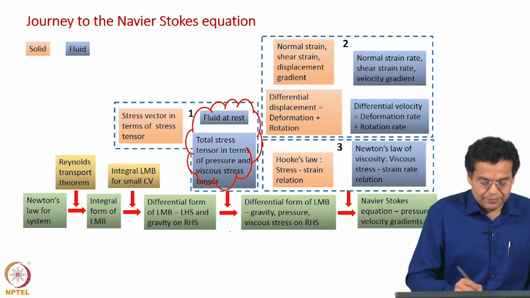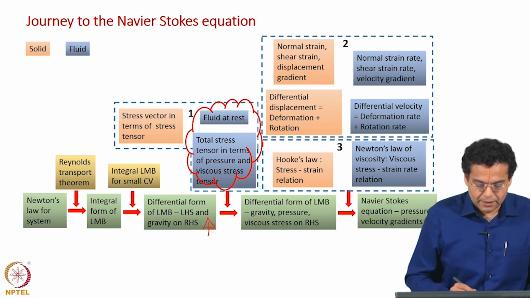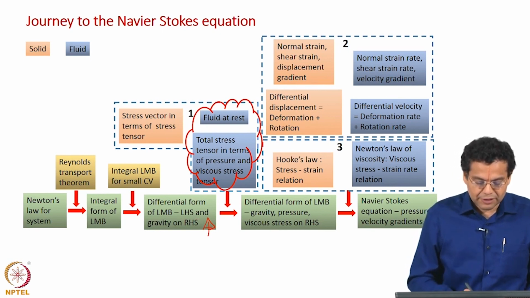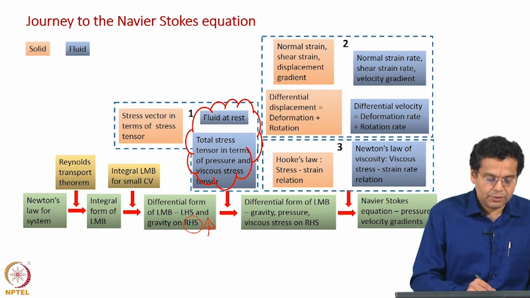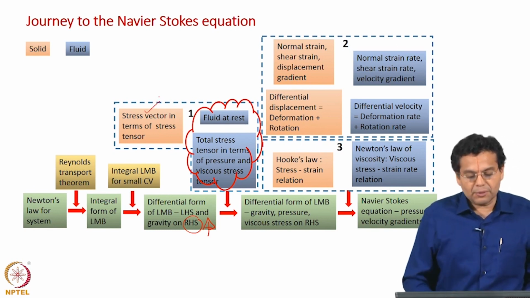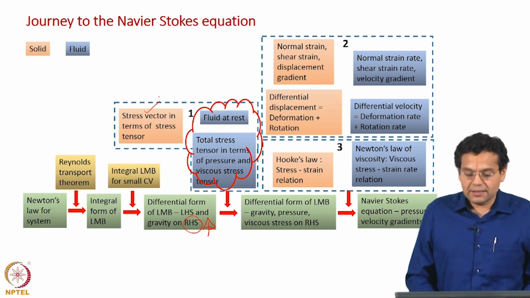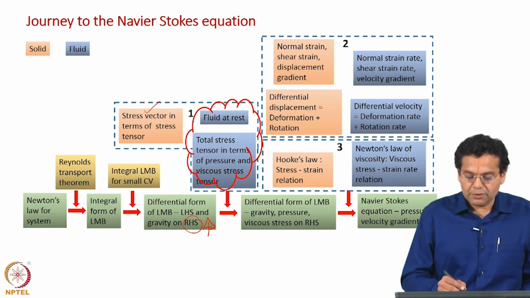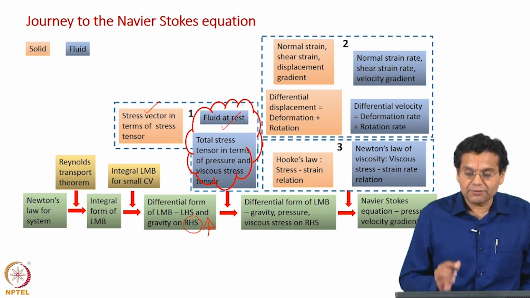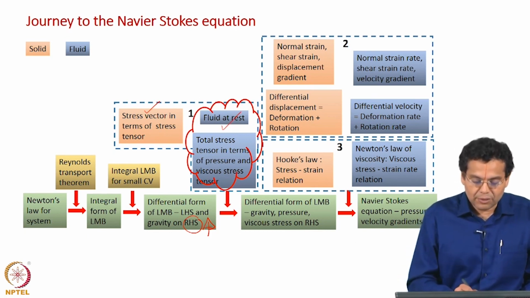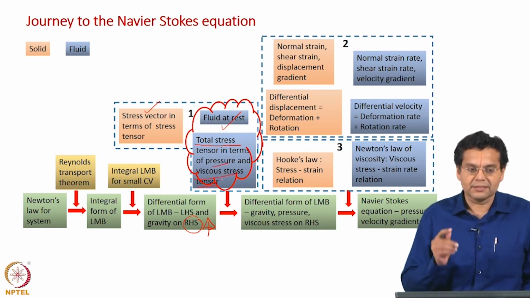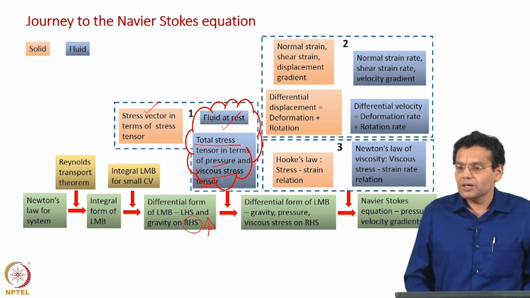We were here, having derived the left hand side of the differential linear momentum balance and the body force on the right hand side. Then for surface forces on the right hand side, we took a diversion to solid mechanics and discussed the stress vector and stress tensor. Now the highlighted part becomes very clear based on the discussion we had so far. We came back to fluids, first discussed fluid at rest, and now look at the term here: it says total stress tensor in terms of pressure and then stress tensor. That is the summary of what I discussed for fluids.